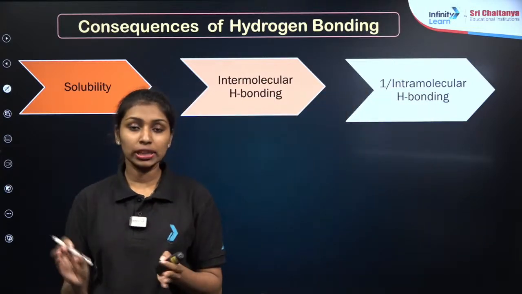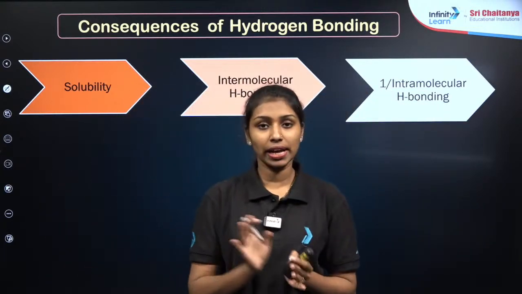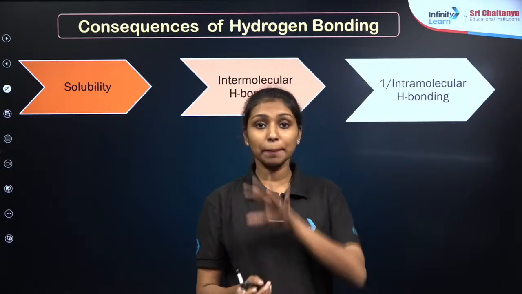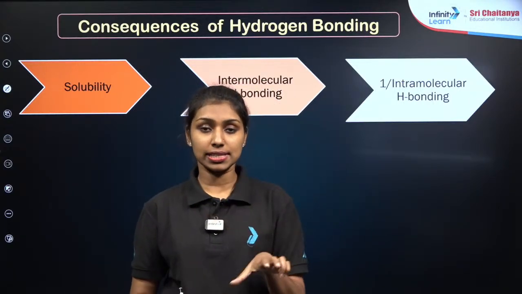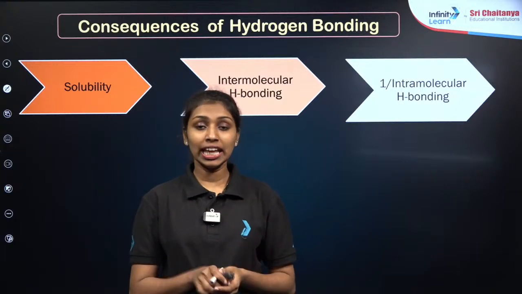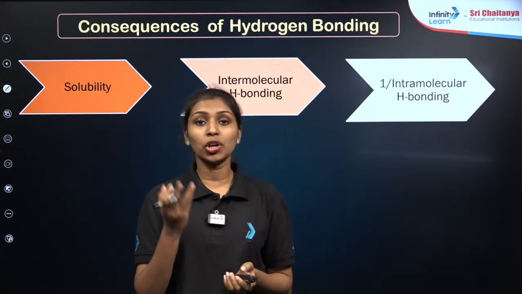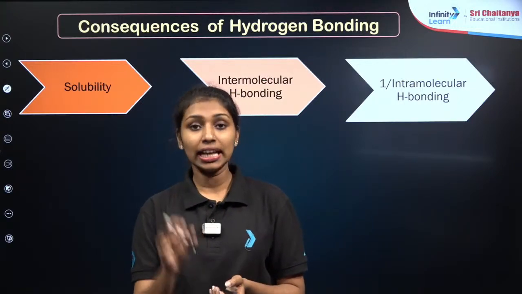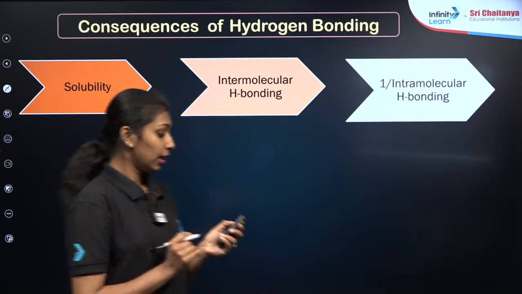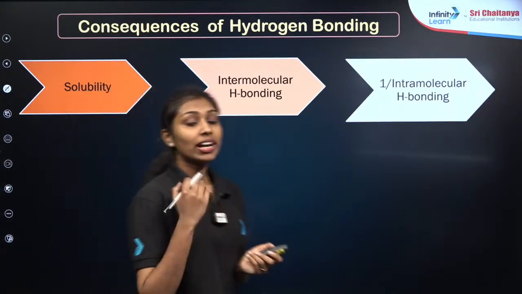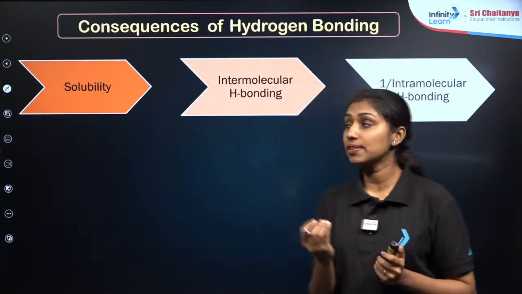Okay, these are all about hydrogen bonding. That is the classification of hydrogen bonding. Inter means between the molecules, right? The hydrogen bond that is formed between the molecules is known as intermolecular hydrogen bonding. Whenever we are discussing intramolecular hydrogen bonding, it means the hydrogen bond that exists within the same molecule, right? Clear?